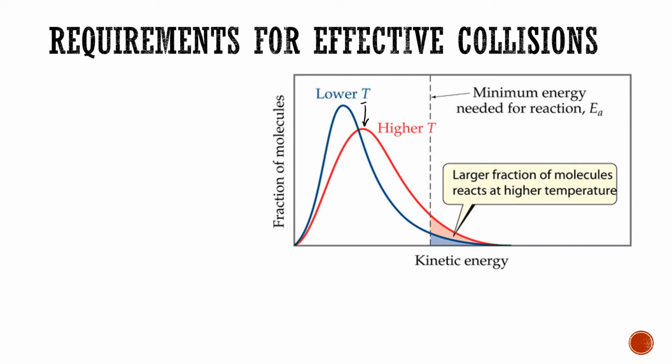So when we have collisions between molecules, if they're going to be effective, they have to have sufficient energy to actually break the bonds in the reactants. We call that activation energy. So this is the first thing that we need for an effective collision.